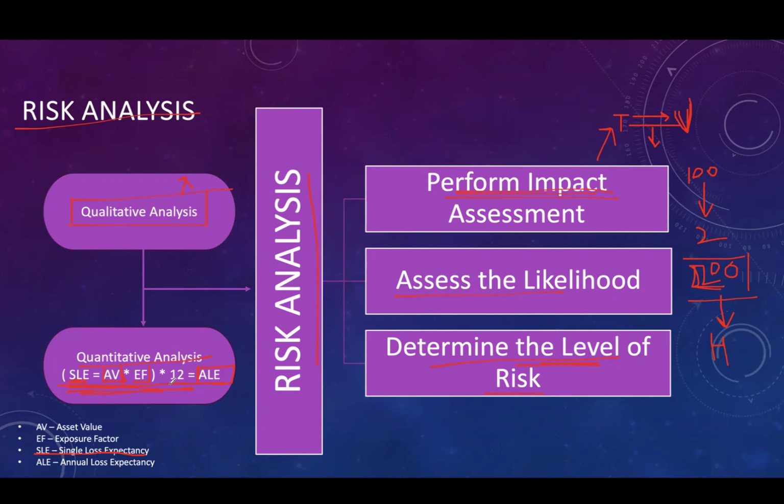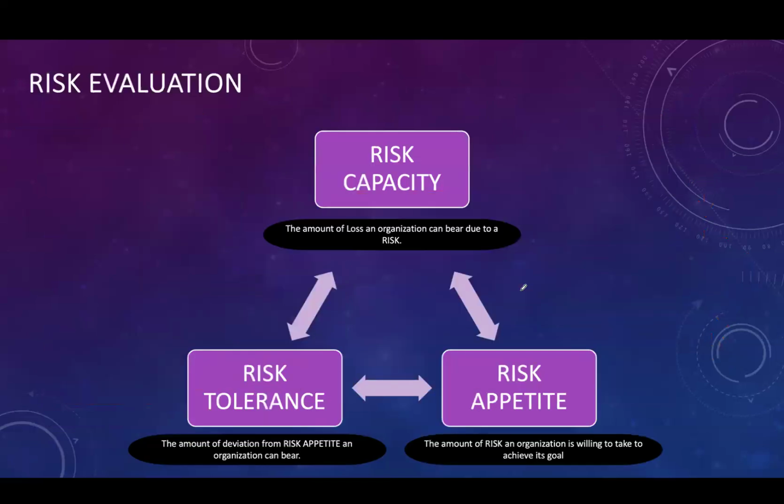Remember this formula. There might be a few questions on this formula, which is: what is single loss expectancy? It is always asset value multiplied by exposure factor. And if they ask about annual loss expectancy, just multiply the single loss expectancy with 12 and you will get the annual loss expectancy. So this is how we are doing the risk analysis.